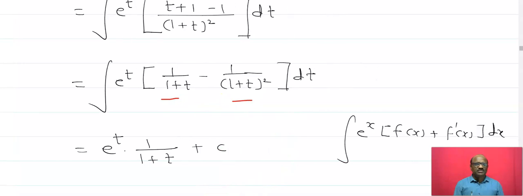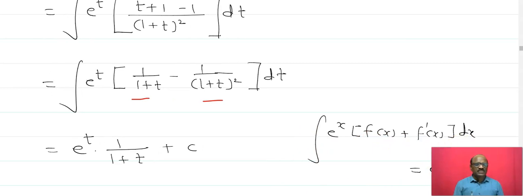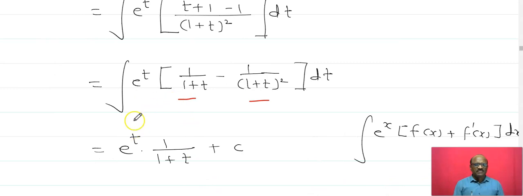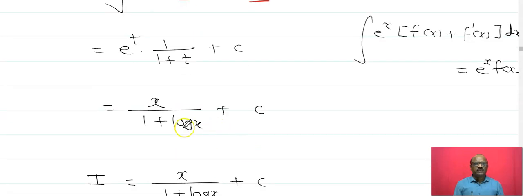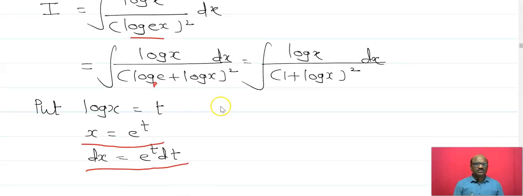That is the formula I had written: integral e raised to x in brackets f of x plus f dash of x dx equals e raised to x into f of x. Therefore e raised to t, what's the integral? 1 upon 1 plus t plus c. Resubstitute the value of e raised to t. What's e raised to t? Here is e raised to t.